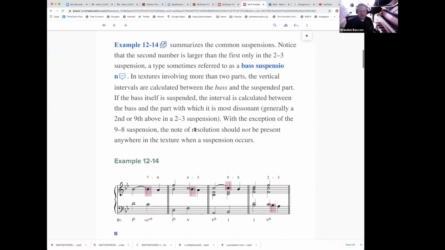Example 12-14 summarizes the common suspensions. Notice that the second number is larger than the first only in the 2/3 suspension, a type sometimes referred to as a bass suspension. In textures involving more than two parts, the vertical intervals are calculated between the bass and the suspended part. If the bass itself is suspended, the interval is calculated between the bass and the part with which it is most dissonant, generally a second or a ninth above in a 2/3 suspension. With the exception of the 9/8 suspension, the note of resolution should not be present anywhere in the texture when a suspension occurs. So we are in B flat major.